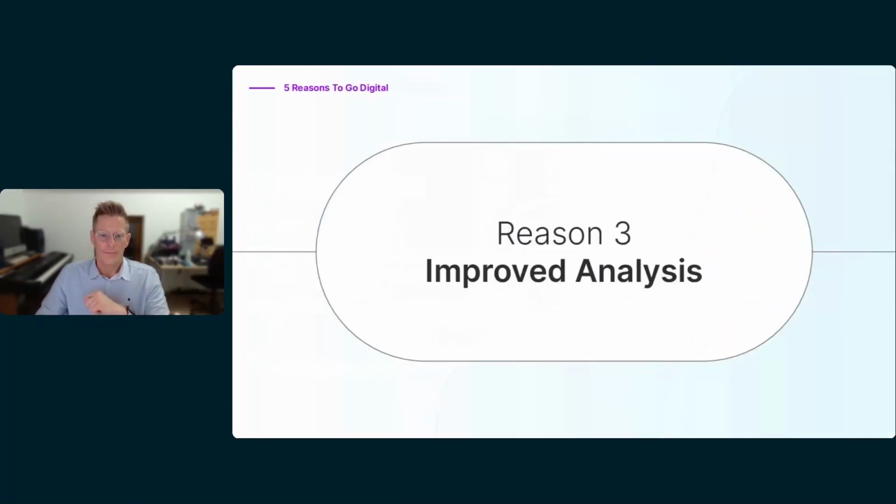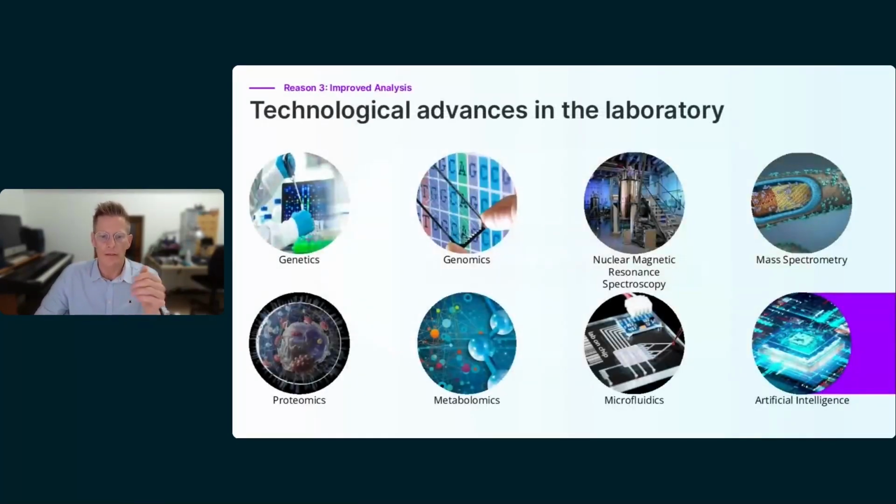Reason 3, improved analysis. This is where I'd actually like to dive in a bit. Because of all of the improvements in the lab, this is the one that can have the potential biggest benefit. There have been, over recent years, major technological advances that improve clinical lab diagnostics for monitoring, further enhancing patient care, and all of these innovations have added recognizable value to lab medicine and in the healthcare sector.